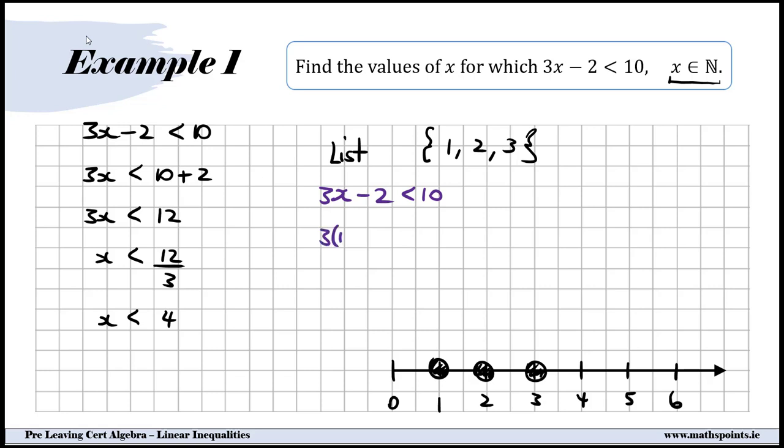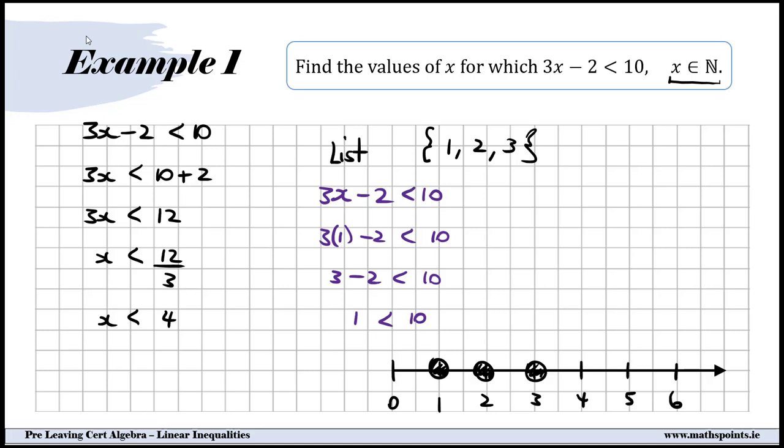So we put in 1 for the x, so 3 times 1 minus 2 is less than 10. 3 times 1 is 3, minus 2 is less than 10, and then 3 minus 2 is obviously 1, and 1 is indeed less than 10, and it shows that 1 was a solution to this equation. Similarly, if I tried 2 or 3, we'd equally get valid solutions to the equation.